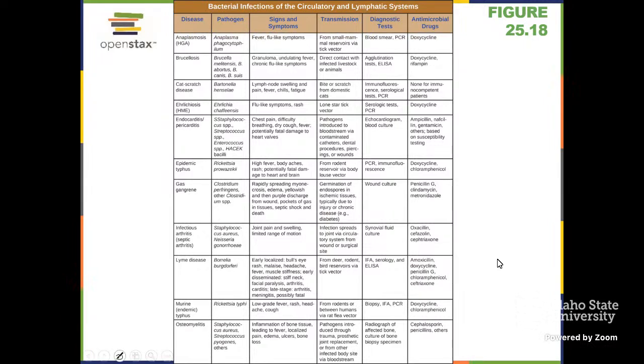I hit typhus already, osteomyelitis, staph, strep, and some others. Here we see bone involvement, osteo, fever, pain, edema, ulcers, and bone loss is a potential.